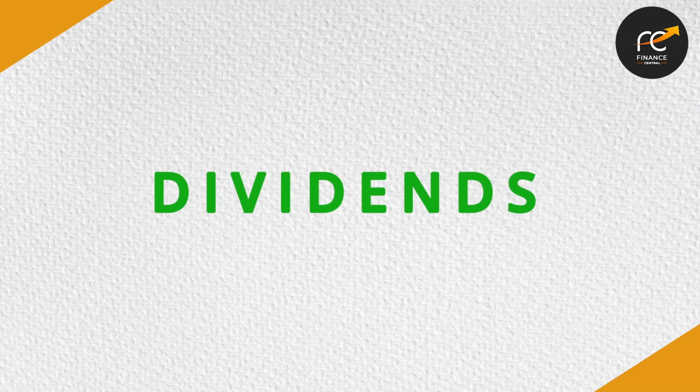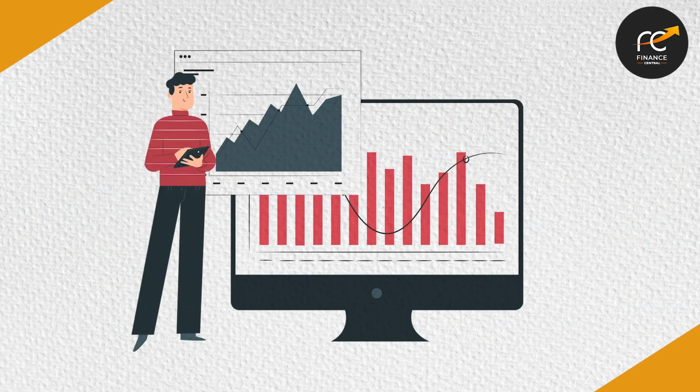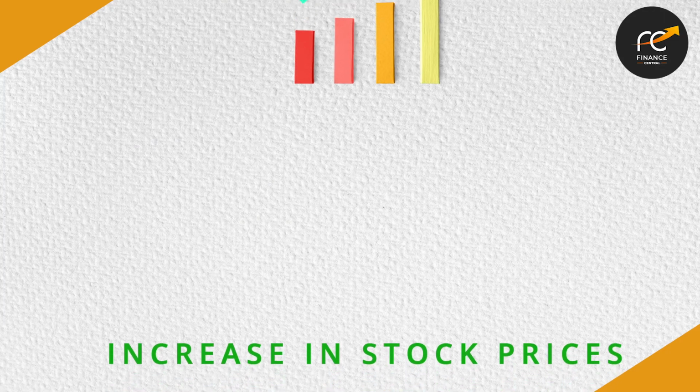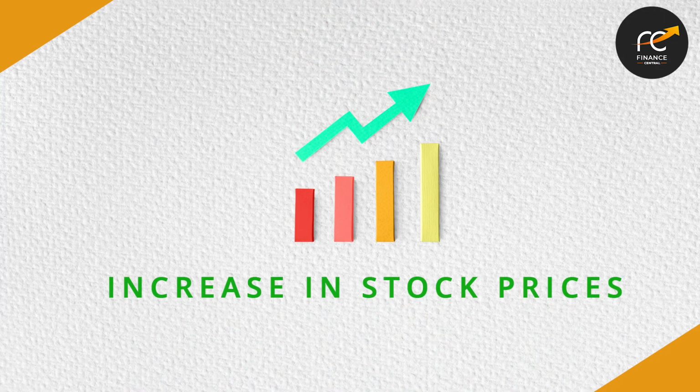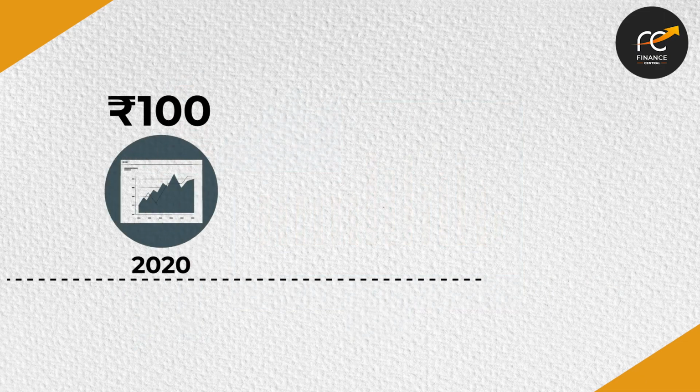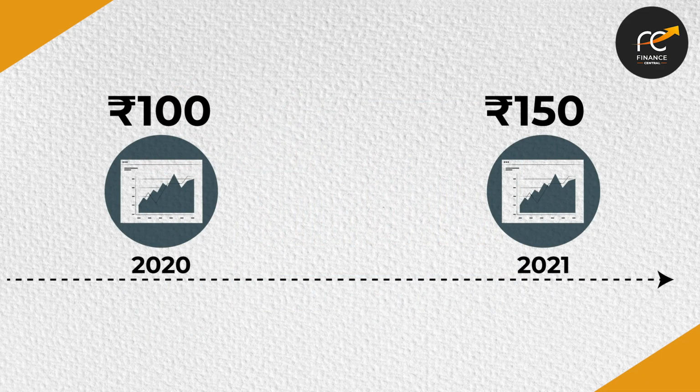In today's video we are going to talk about dividends. So whenever we talk about investing in the stock market, we can earn money in two ways. The first is due to the increase in stock prices. For example, if we have purchased a stock at 100 rupees, and if it reaches 150 rupees in a year, it means we have earned a profit of 50 rupees.